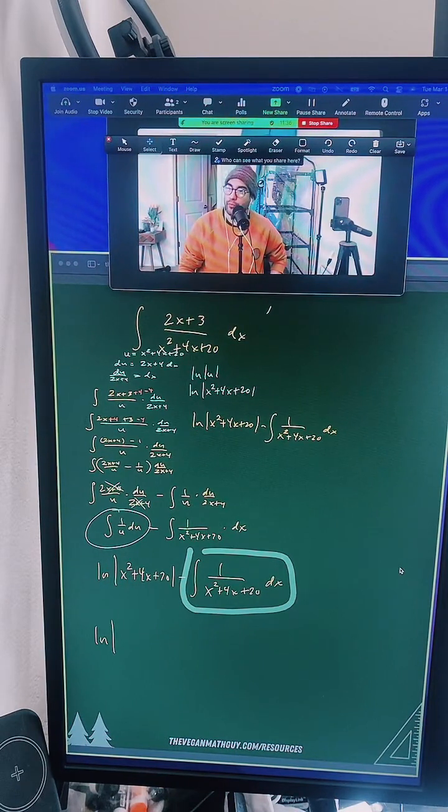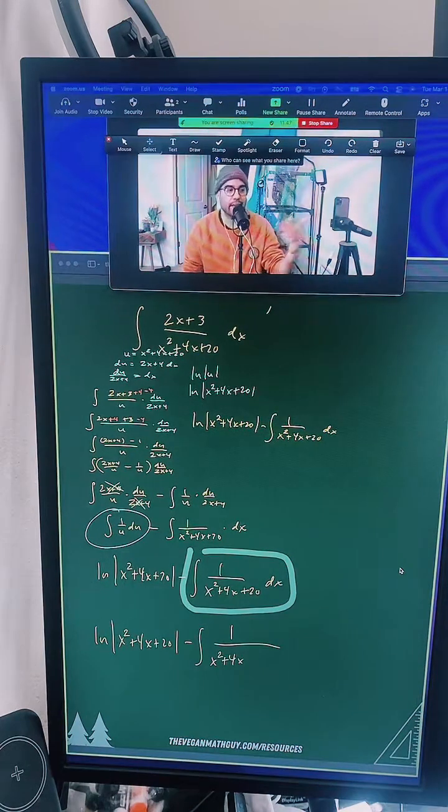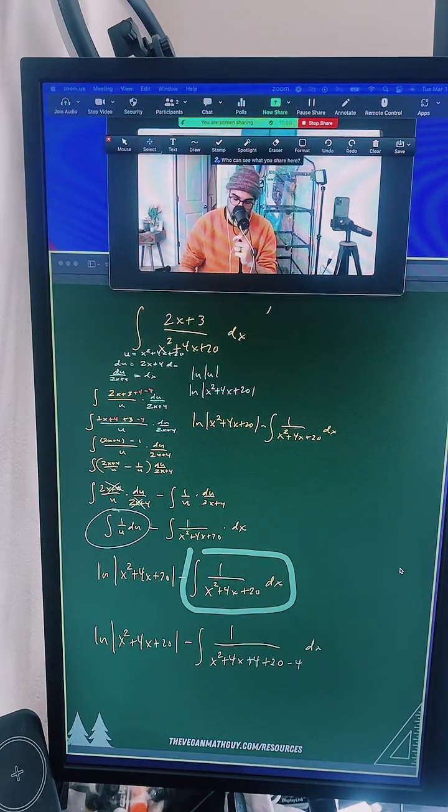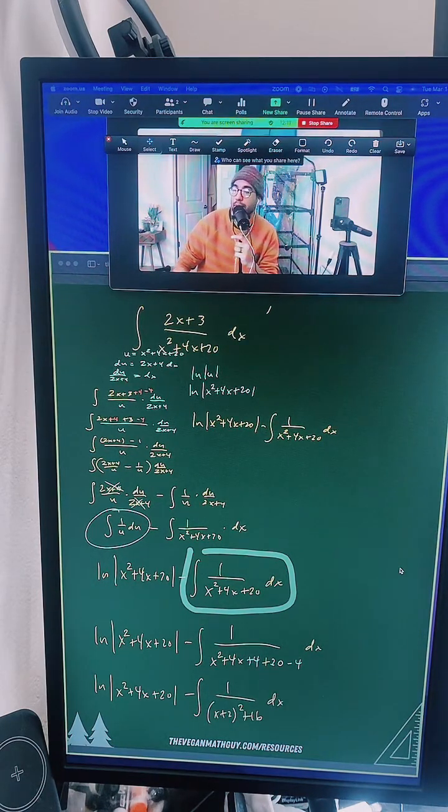We still have our first term, which is x squared plus 4x plus 20 minus 1 over x squared plus 4x. And if we complete the square, we're supposed to divide that 4 by 2 and then square it. So that's just plus 4. We have the plus 20, but because we introduced a 4, we have to make sure we subtract the 4. And so now we have everything that we had so far minus 1 over x plus 2 squared plus 16. Okay, so I completed the square. What else should we do?